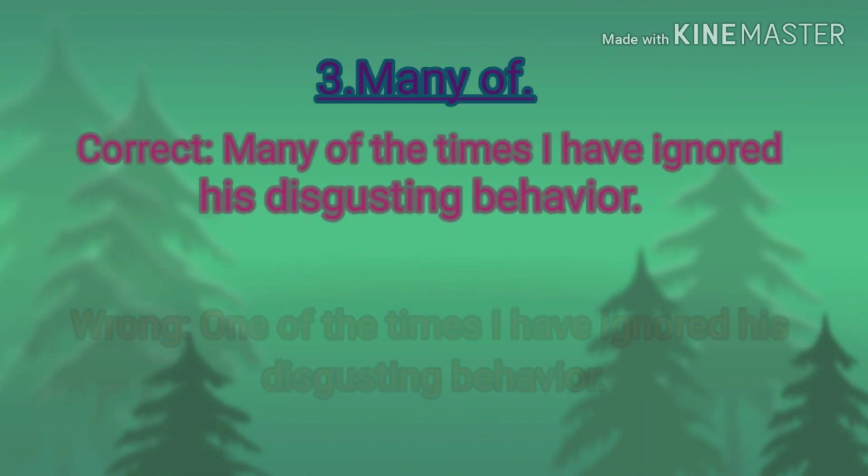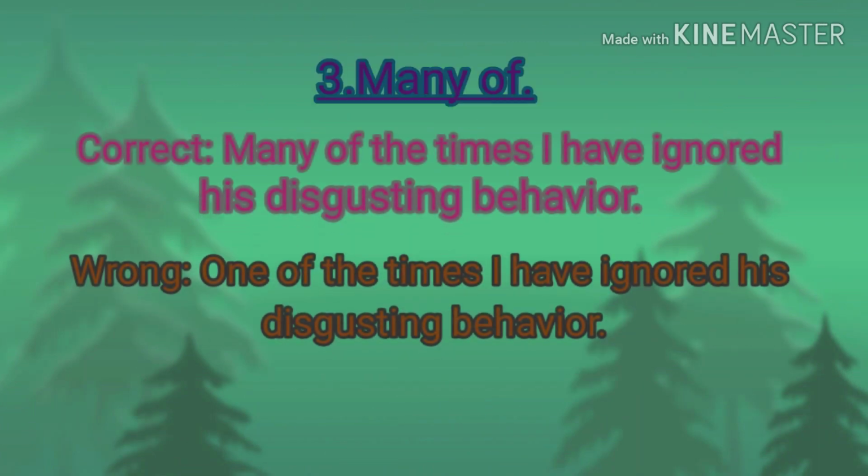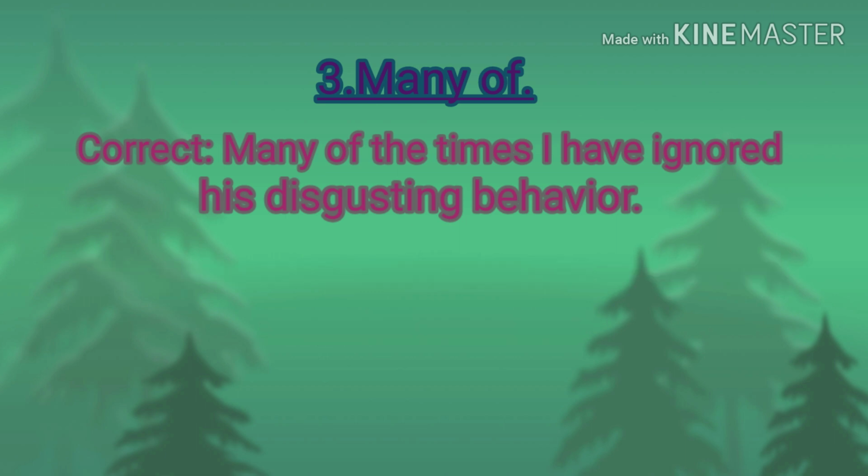Here is the third one, that is "many of". Just look at the correct sentence first: "Many of the times I have ignored his disgusting behavior." And the wrong sentence is "One of the times I have ignored his disgusting behavior." The first one is correct. Many of the times means a lot of times I have ignored his disgusting behavior. And the second one, "one of the times", means one time only. So this is the actual usage.